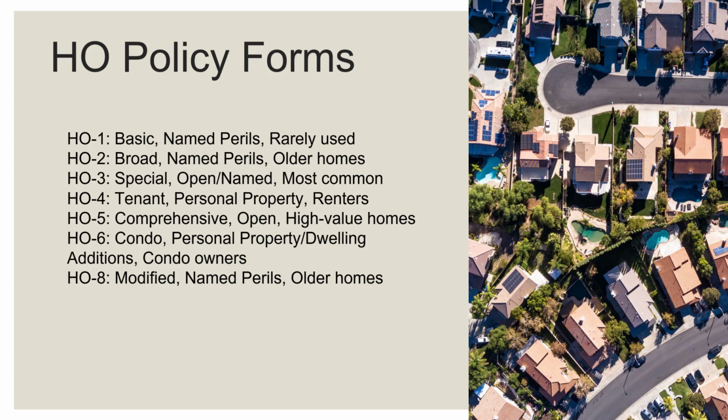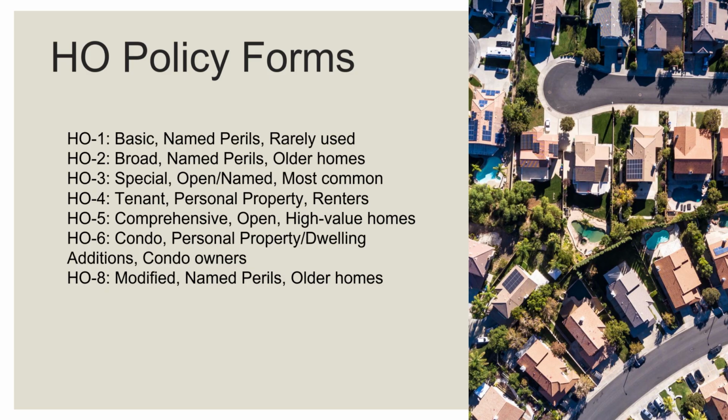HO3 special is the most common form for owner occupied homes. It covers the dwelling on an open perils basis, meaning everything is covered except what's explicitly excluded, and covers personal property on a named perils basis. Replacement costs for the dwelling and actual cash value for contents are standard.